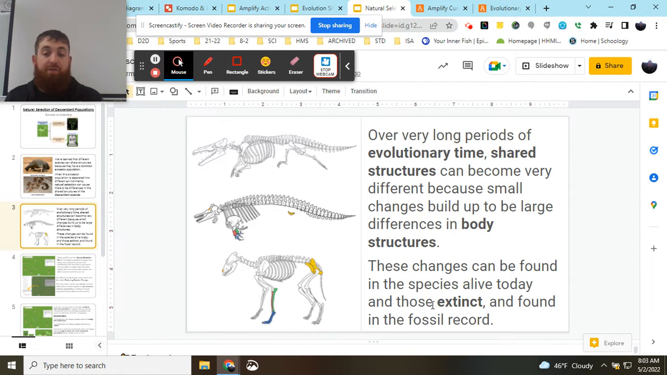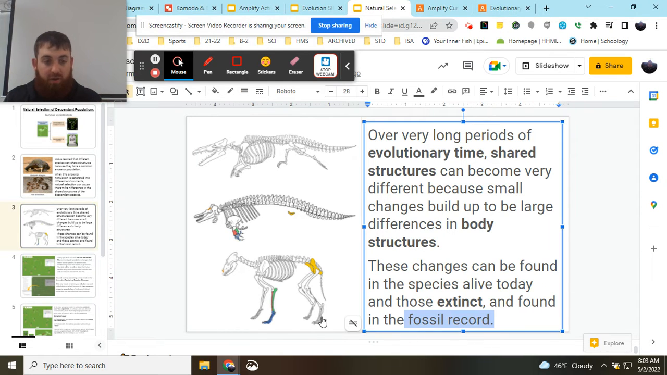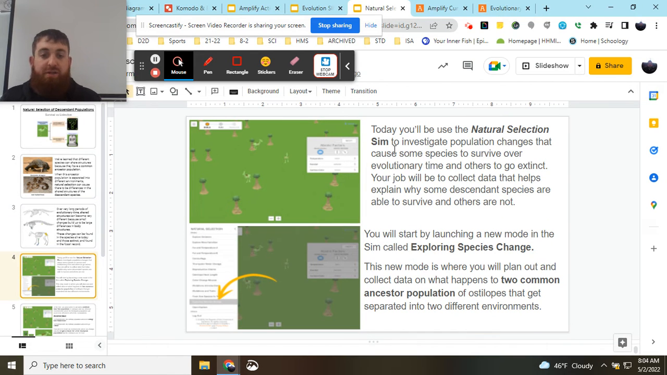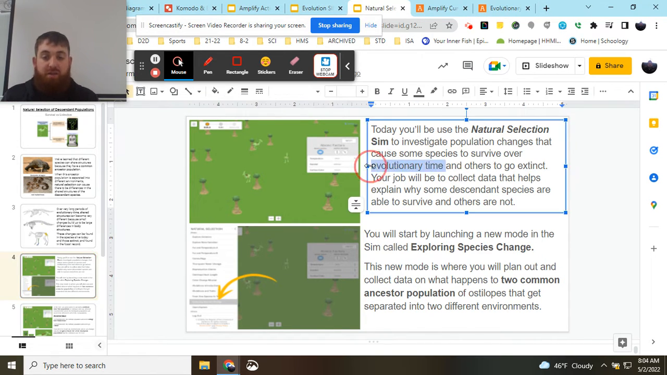And these structures can be found in species that are alive today and those extinct, the ones that we find in our fossil record. So, today we're going to be exploring this idea of, well, how do they become extinct and how come some of these structures survive? So, in our natural selection sim today, you're going to be investigating population changes that cause species to survive over evolutionary time and others that cause them to go extinct.